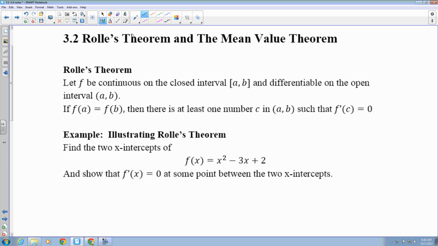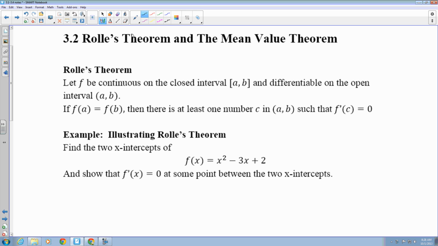All right, you're doing section 3.2, which is Rolle's theorem and the mean value theorem. We're going to start with Rolle's theorem, which states that if we have a continuous function on a closed interval from a to b, and you can take the derivative of it anywhere on the open interval from a to b, if f of a is equal to f of b, then there has to be at least one place in between a and b such that f prime is equal to 0.